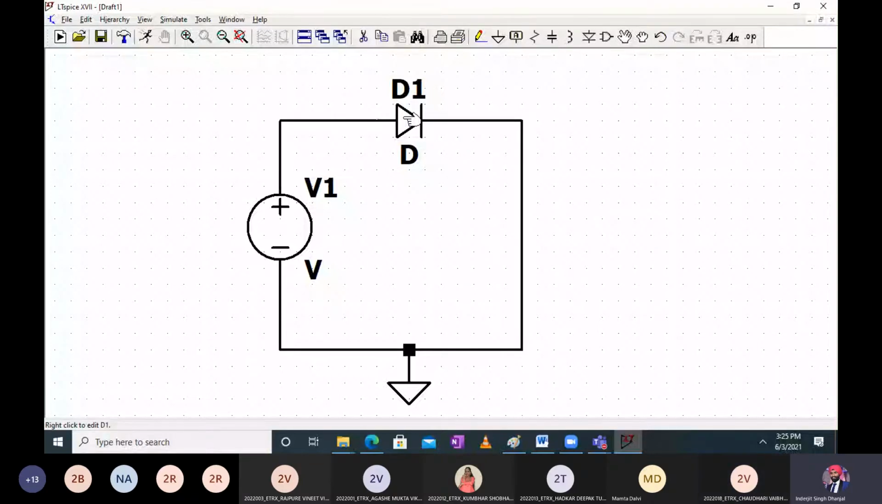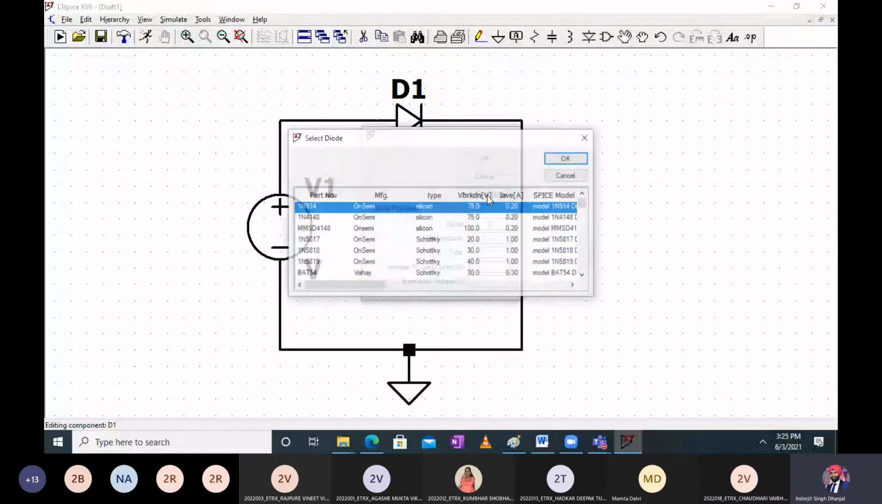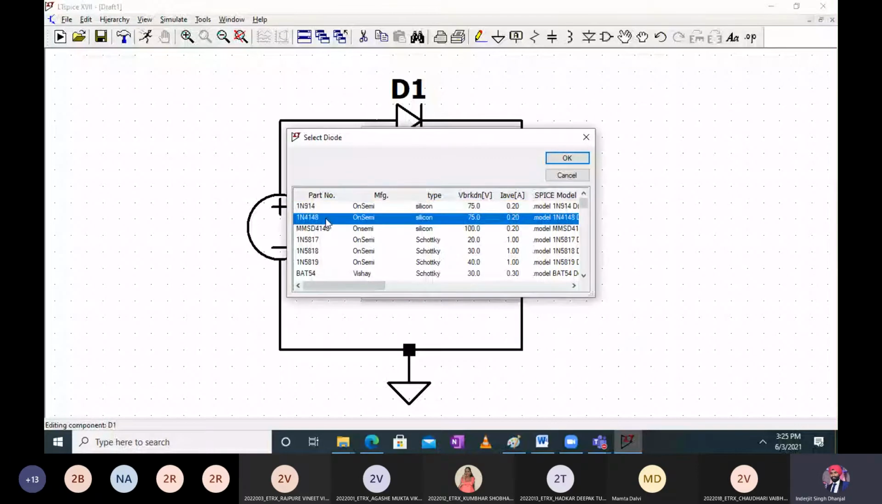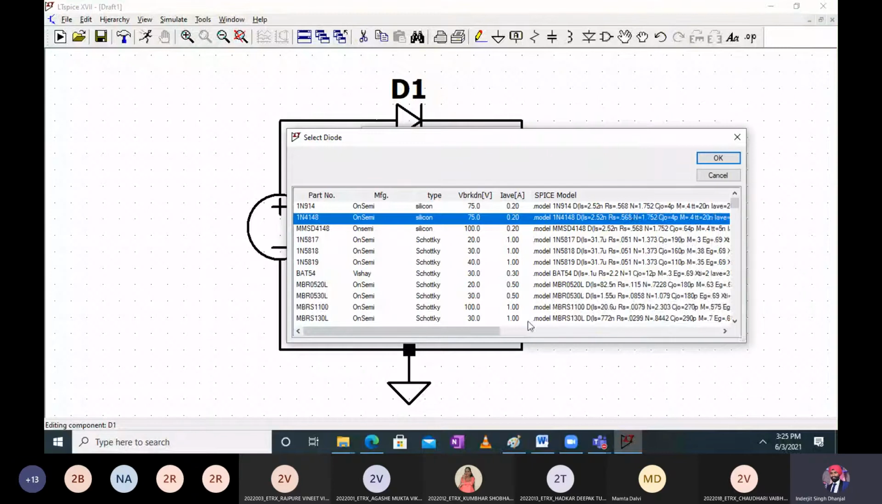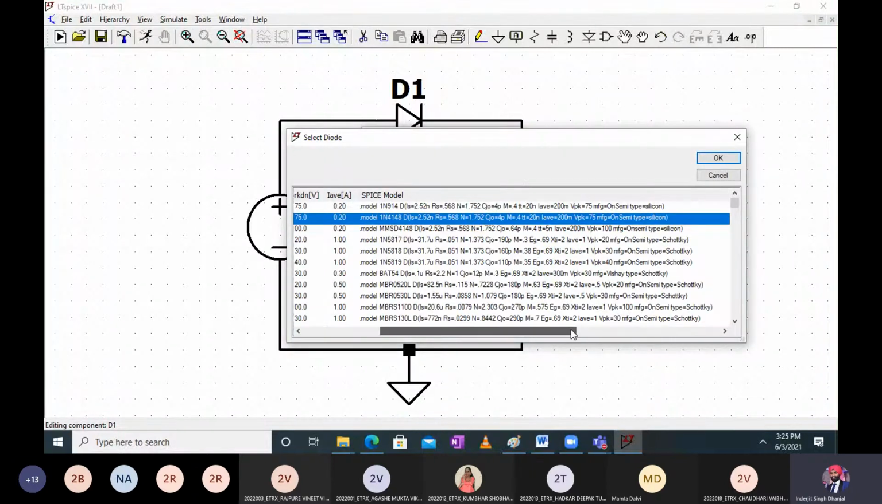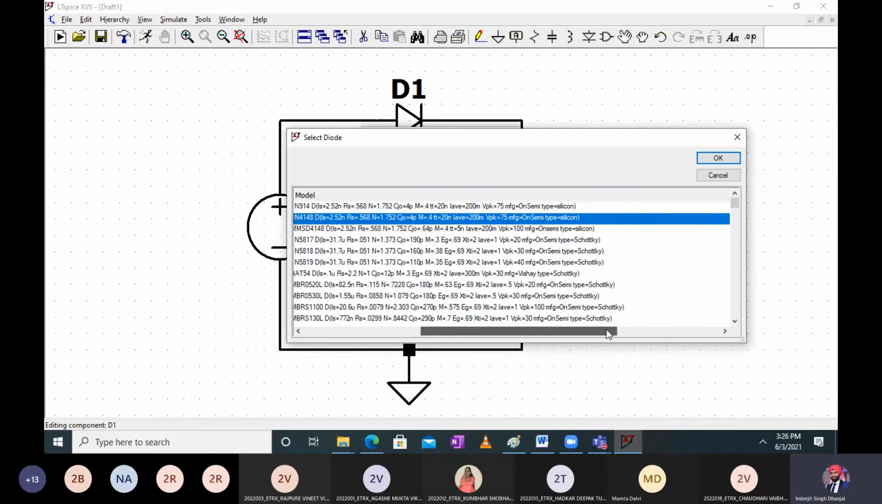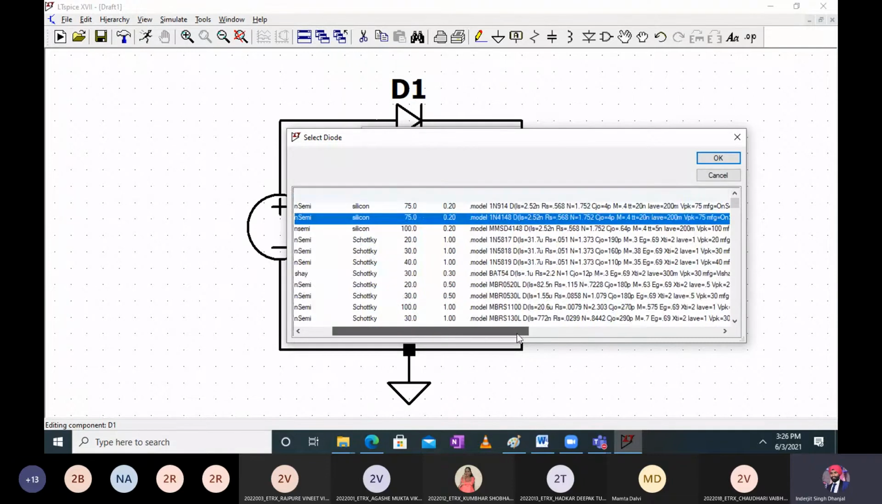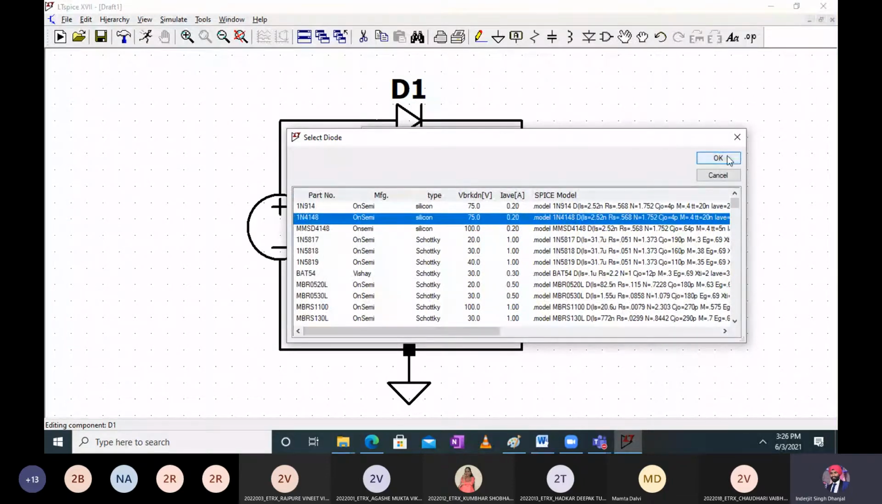Now slowly right click on the diode. Click on pick new diode. There you will get a familiar diode, 1N4148. Its model is attached. Diode model parameters are attached with it. It's a diode manufactured by ON Semiconductor. Click on OK.